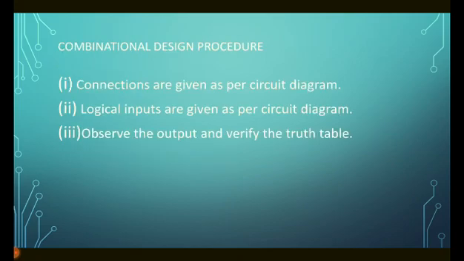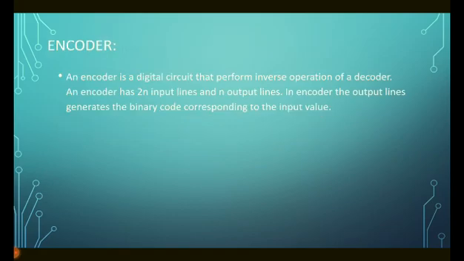Combinational design procedure. Connections are given as per circuit design. Logical inputs are given as per circuit design. Observe the output and verify the truth table. Encoder. An encoder is a digital circuit that performs the inverse operation of a decoder. An encoder has 2^N input lines and N output lines. In an encoder, the output lines generate the binary code corresponding to the input value.